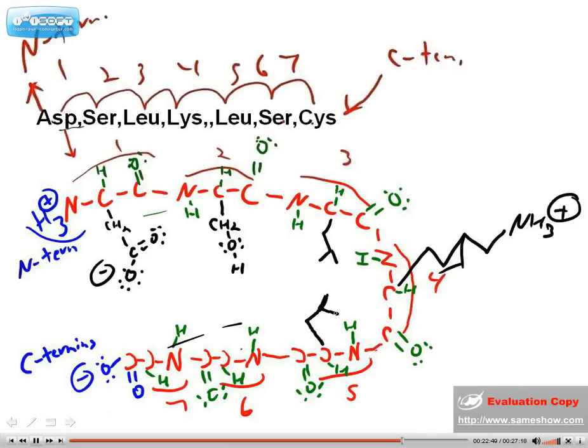Let's go to number 6. That's going to be serine. Serine. So in this case, here's our alpha carbon, CH2OH. And then finally, the last one is cysteine.